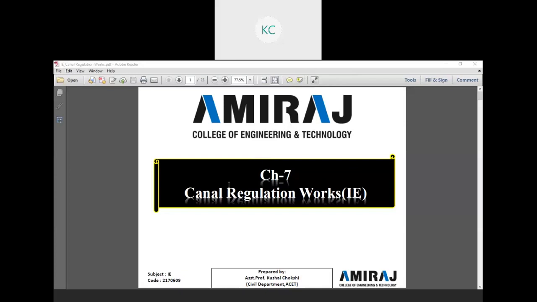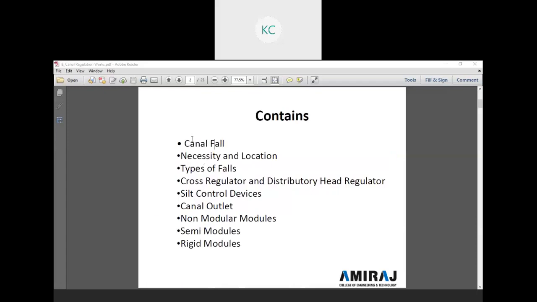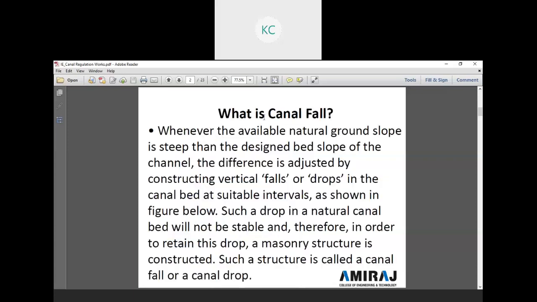Good morning. Today we are going to start a new chapter of the canal regulation works. The different types of contents included in this chapter are: the canal fall, necessity, the location of the falls, types of the falls, cross regulators and distributary head regulators, silt control devices, canal outlets, non-modular modules, semi-modular, and rigid modules. Okay, so first one is, what is a canal fall?